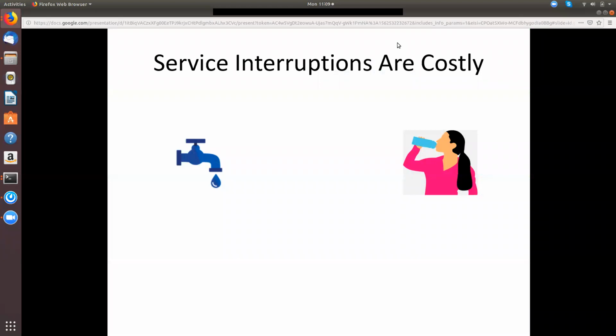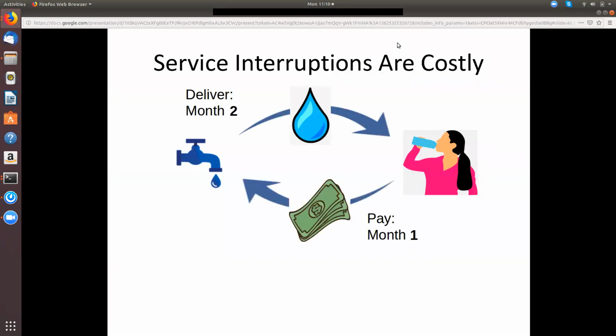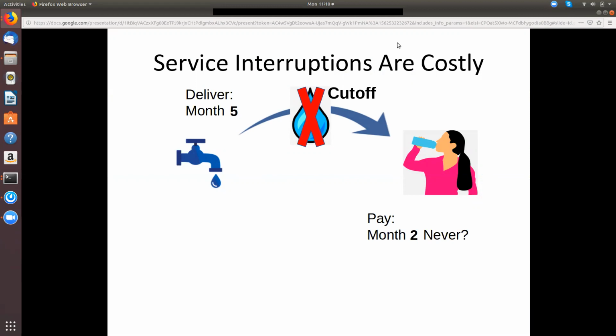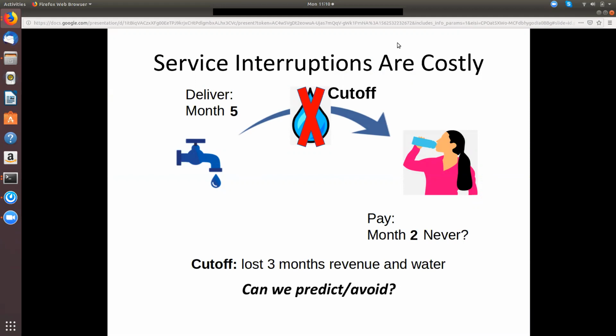Consider a water utility delivering water to customers. Typically, customers pay for 1 month's water while they receive the next. If customers are late, particularly late enough to get their service cut off, this can represent a loss of up to 3 months of revenue and water for the utility. Ideally, utilities would like to identify at-risk customers before these cutoffs happen and approach them about a payment plan.